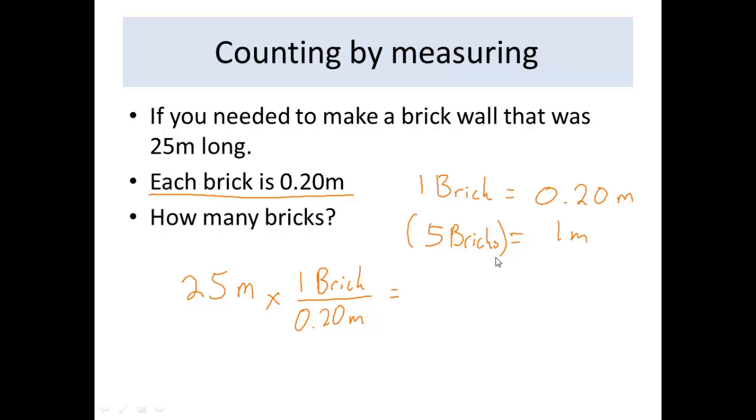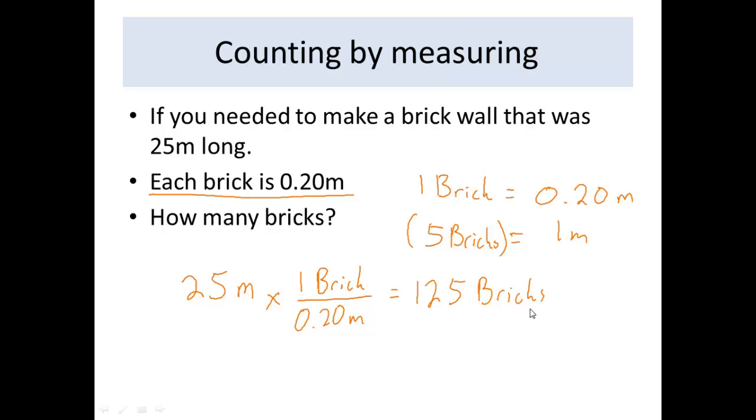All right? So 25 meters times 1 brick for every 0.2 meters, and I get what? 125 bricks. What should you divide? 25 divided by 0.2, yep. I got the answer. So that's how I do it. So 125 bricks in that whole thing.